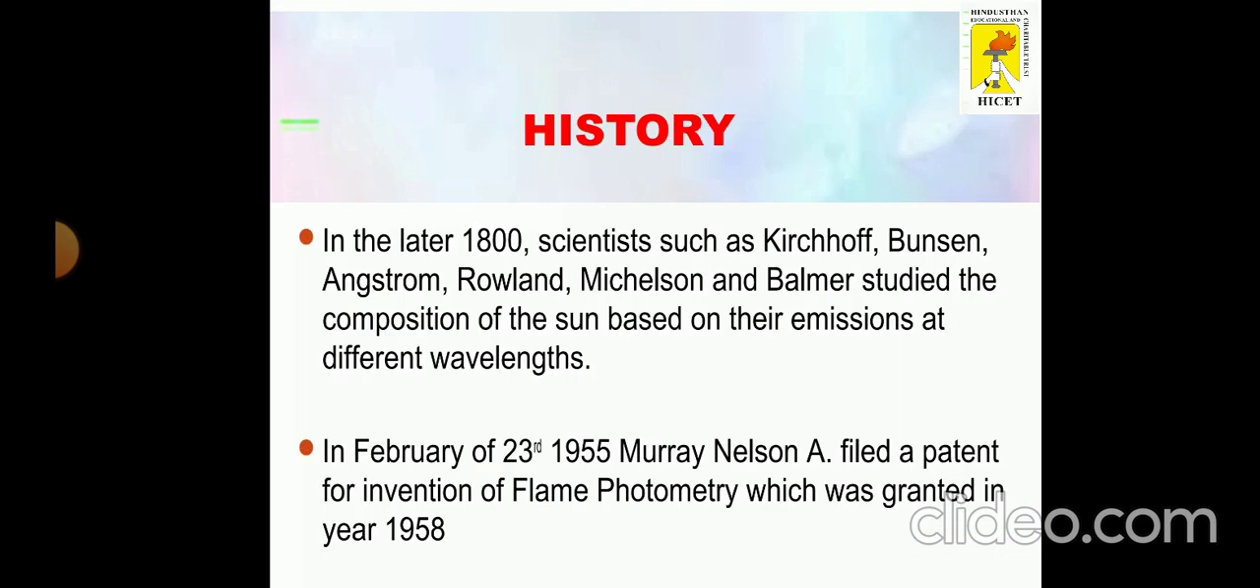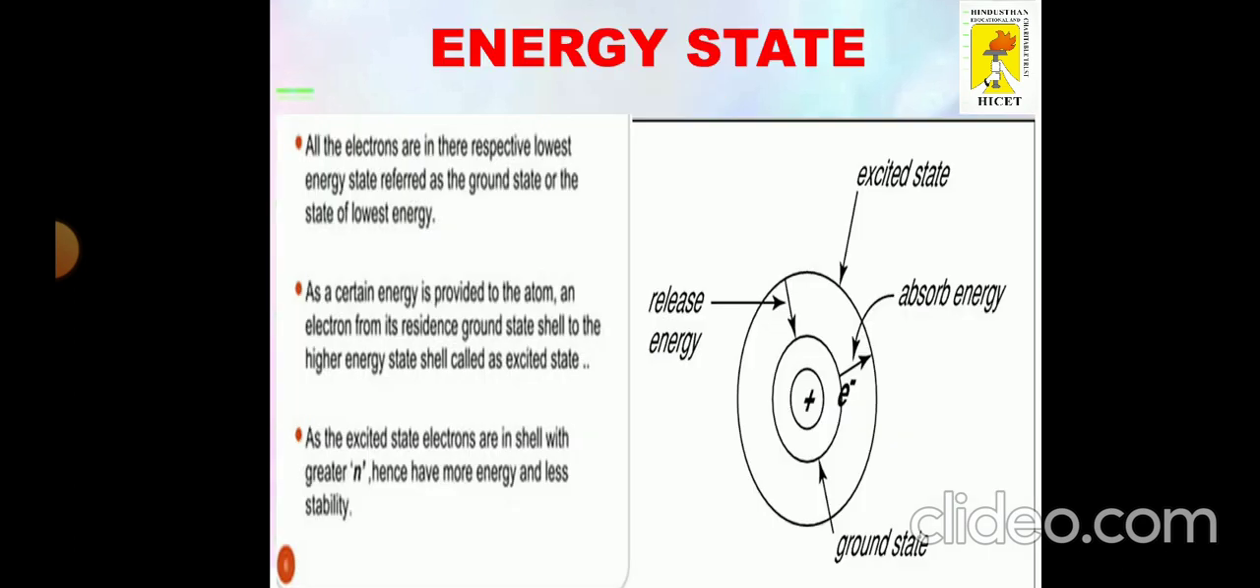History. In the 1800s, scientists such as Kirchhoff, Bunsen, Angstrom, Rowland, Michelson, and Balmer studied the composition of the sun based on its emissions at different wavelengths. On February 23, 1955, Murray Nelson filed a patent for the invention of flame photometry, which was granted in the year 1958.